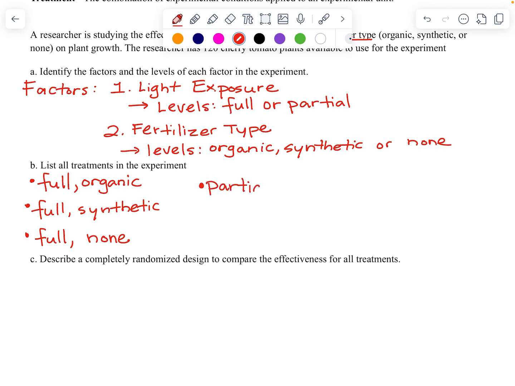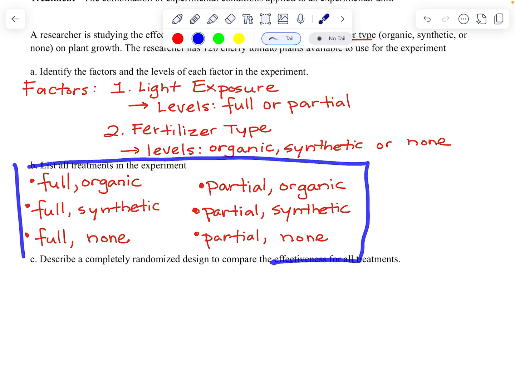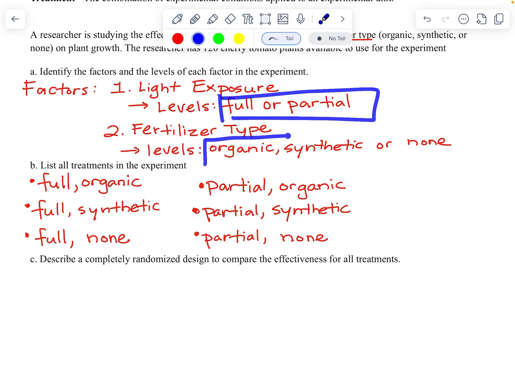I can have partial light with organic fertilizer, partial light with synthetic, and partial light with no fertilizer. And there we go. That's all there is to it. Those are our 6 total treatments. So all you do, take your levels for both factors, or however many factors you have, and create every possible combination thereof, and you get your treatments.